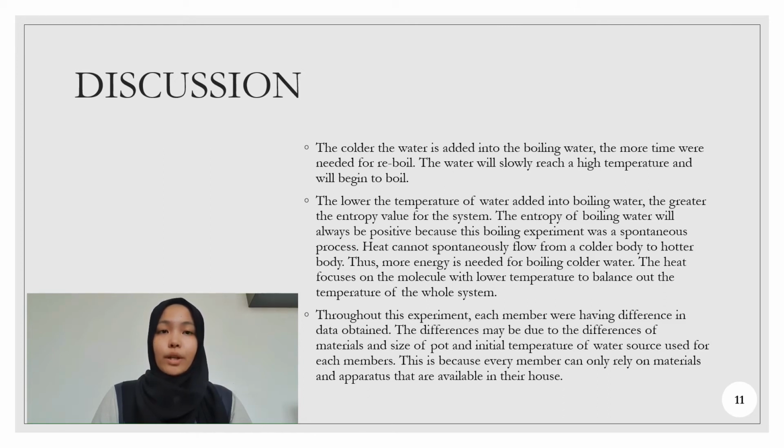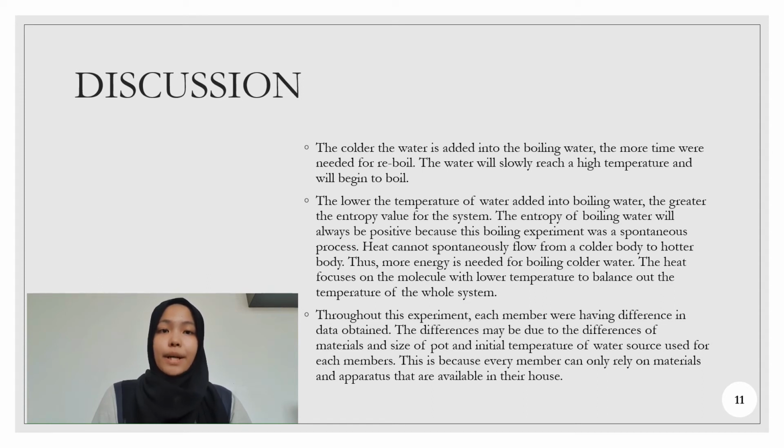For example, when 125 milliliter of hot water was added into the water inside the pot, the time taken for the system to reboil was shorter than when 125 milliliter of ice were added. This is because the molecules of colder water move slower than the hot water. The water will slowly reach high temperature and will begin to reboil. However, hot water already possesses high temperature. Thus, a shorter time was needed to reboil water in the pot.